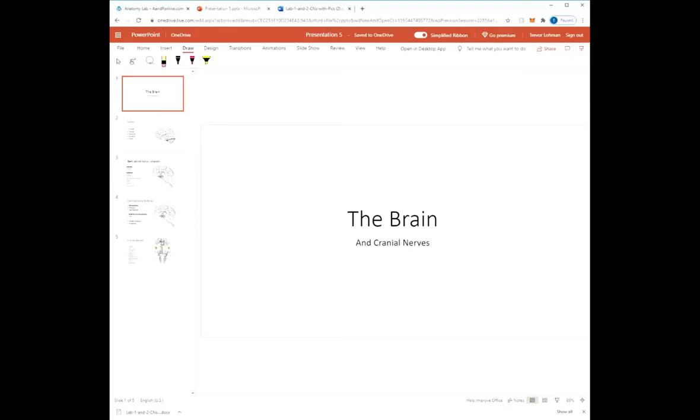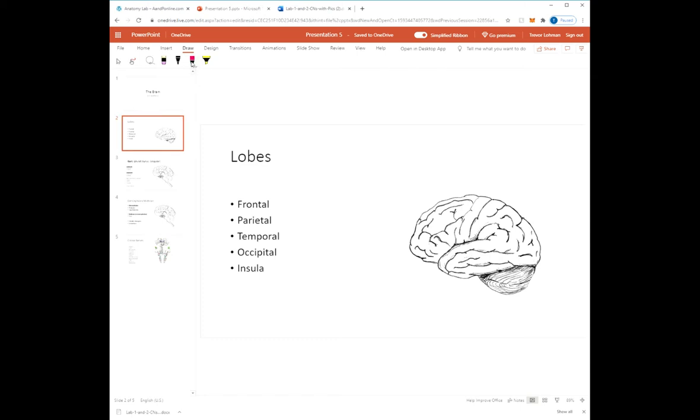Hey guys, this is going to be a pretty short coloring guide. We only have a few slides. Of course, anatomy of the brain is quite complex, so we are going to keep it pretty simple. We're going to go a little bit deeper in lecture, but in lab we'll keep it fairly basic. So let's go ahead and start labeling the lobes.